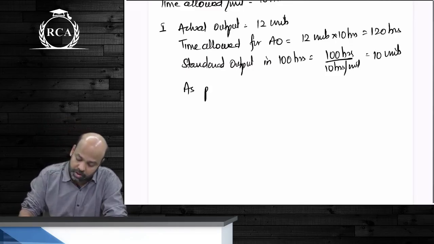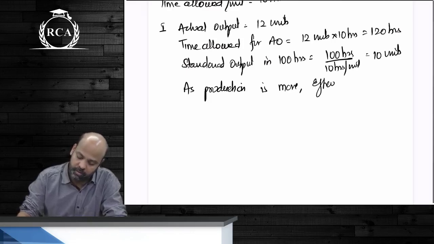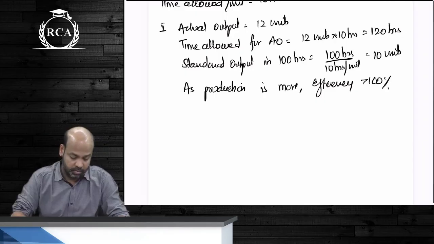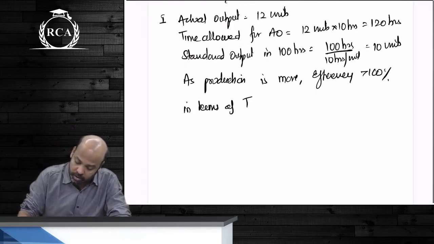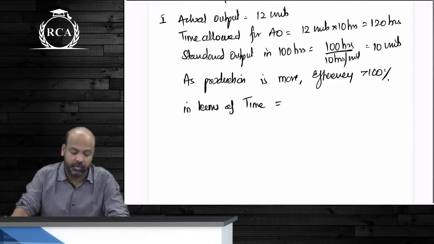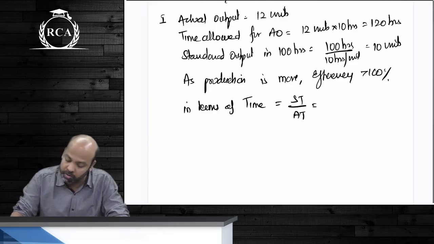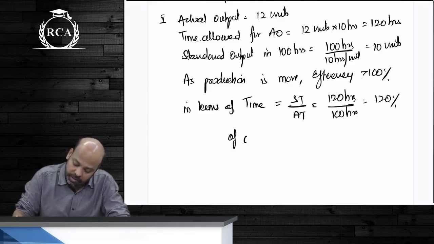So as the production is better, efficiency should be greater than 100%. So in terms of time, what will I write? Remember, the objective is to get more than 100% as the answer. So it becomes standard time divided by actual time. 120 hours divided by 100 hours, 120%.